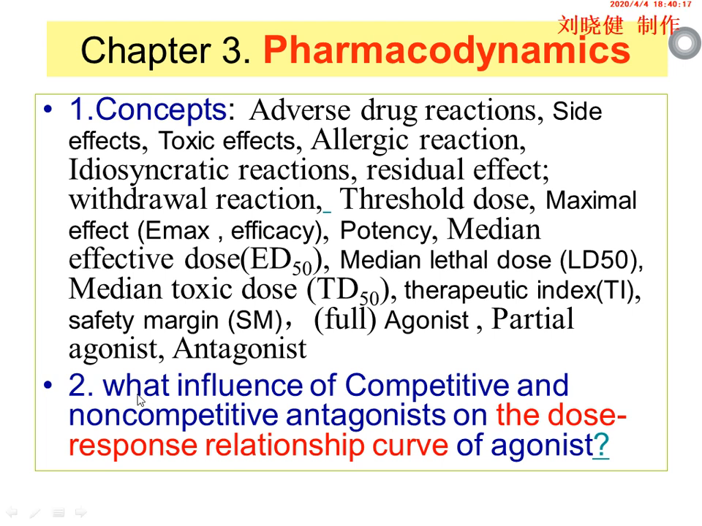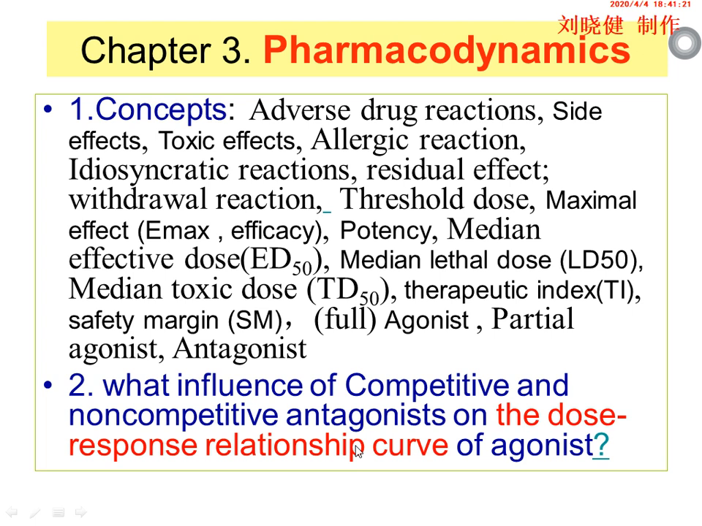words. What is the influence of competitive and non-competitive antagonists on the dose-response relationship curve of agonists? Do you still remember? Competitive antagonists make this curve shift right parallelly. But non-competitive antagonists shift right and down. Competitive antagonists just increase the EC50 of the agonist and decrease the potency of the agonist. It doesn't change Emax. But for non-competitive antagonists, maybe EC50 doesn't change, but Emax of the agonist can be reduced.